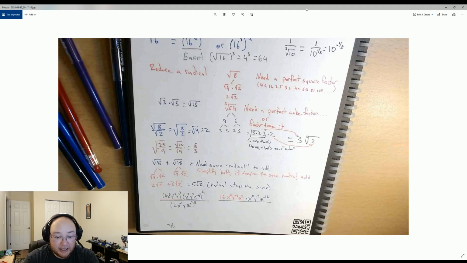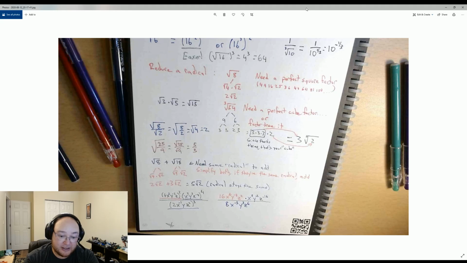Then we got to do that bottom one. 2 to the 3rd power is 8, because 2 times 2 is 4, times 2 is 8. Negative 1 times 3 is negative 3. 1 times 3 is 3. And then 2 times 3 is 6.